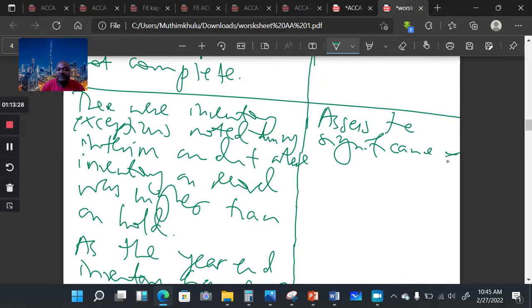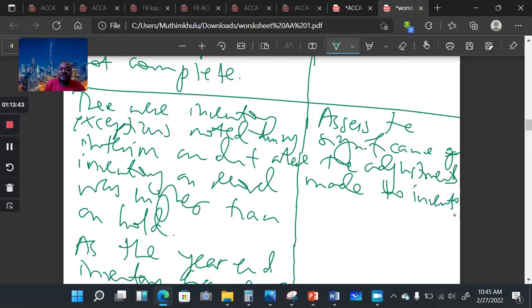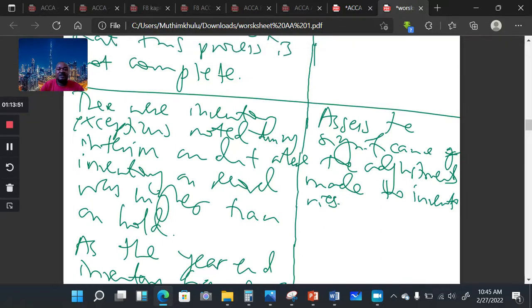Okay, we have to assess the significance of the adjustments made to inventories. Remember, these guys use a perpetual inventory system where after every count they make adjustments to the inventory records on a timely basis. Because there have been some disparities between the inventory on the ground and the inventory on paper, we now need to assess the significance of the adjustments which have been made to reconcile these inventories.